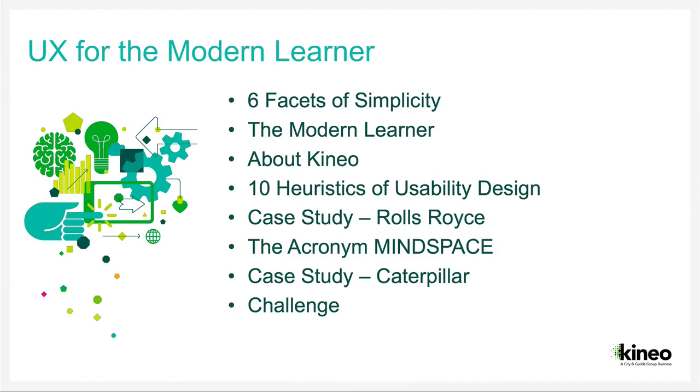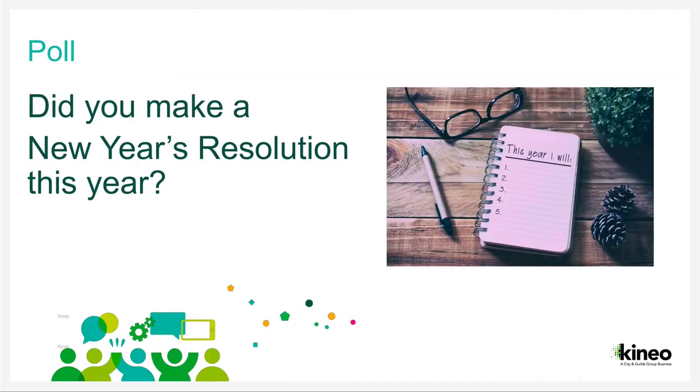Here's a list of the things that we're going to be discussing today. We're going to start by talking about the 6 facets of simplicity. Then we're going to go into some details about the modern learner, who they are and what we know about them. Then I'm going to tell you a little bit about Kineo. And then we're going to talk about some specific usability concepts and how these have been applied to some of the clients that Kineo's worked on in the past. And I'm going to end with a challenge. So let's jump right in.